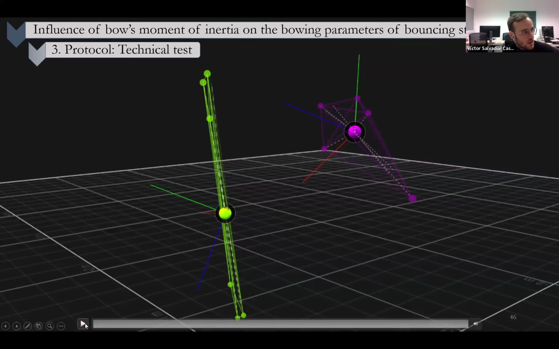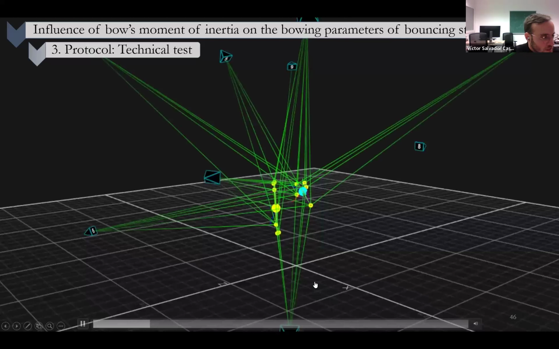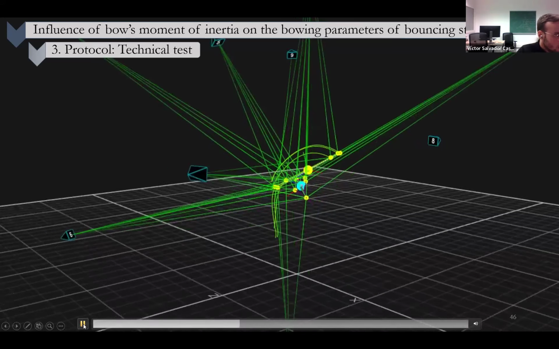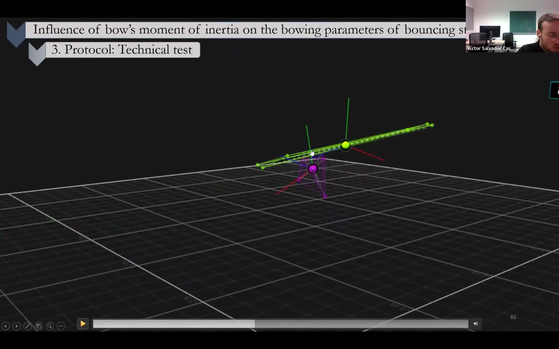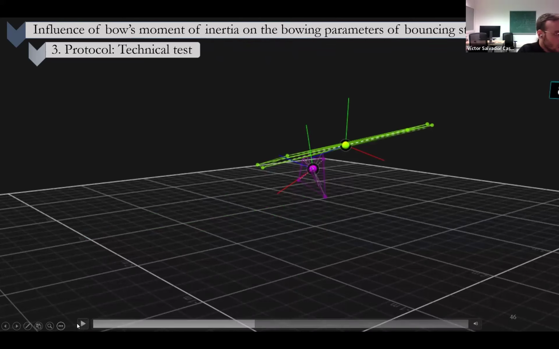So this is how the test went. This is the room with all the cameras, and the test consisted of putting the bow at a specific location, which we predefined with all of the violinists, and was the same for all violinists, and starting to move the bow at the given rhythm until finding the bouncing point.